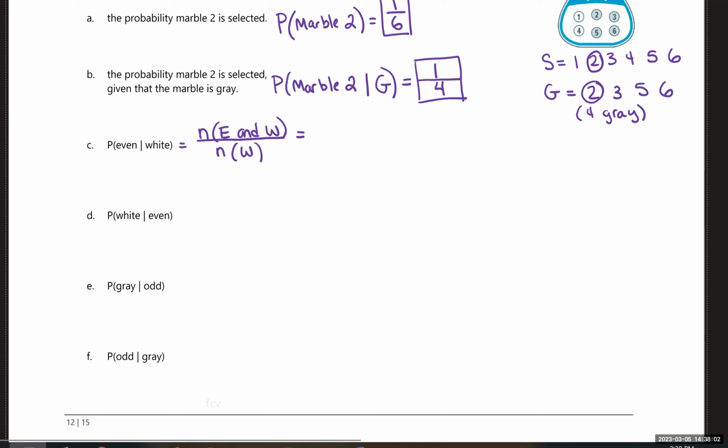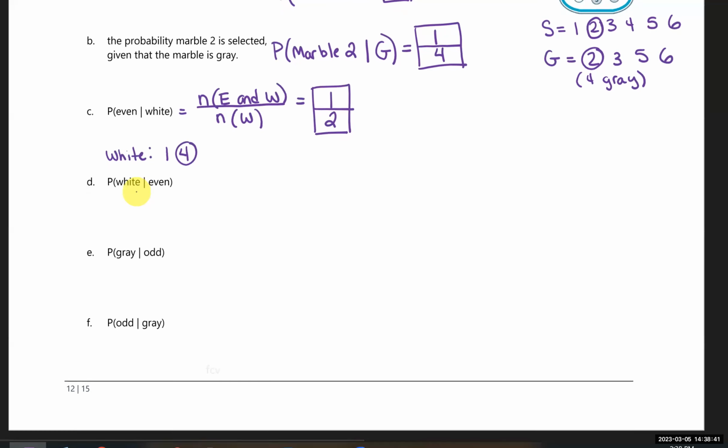Or just conceptually, and again, I'm writing more than you would need to, the condition is I can only look at the white marbles. The white marbles are 1 and 4. So the number of white marbles, there's 2 white marbles. And of the white marbles, the chances of getting an even one, if you pick from the whites, one number there is even. So 1 is an even white number out of 2 white numbered marbles.